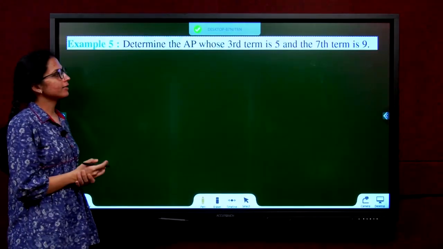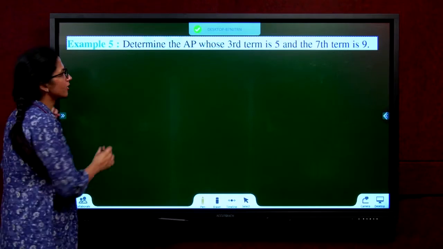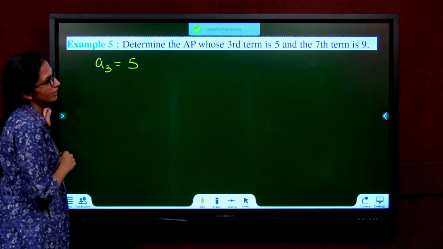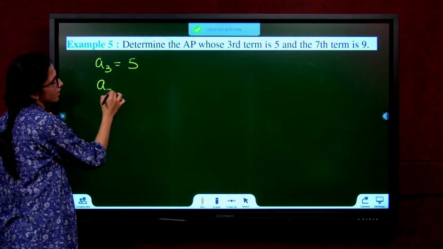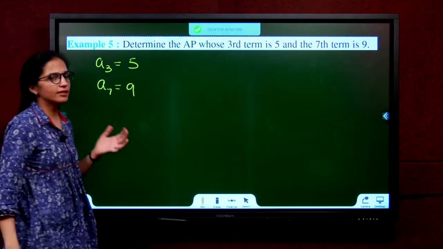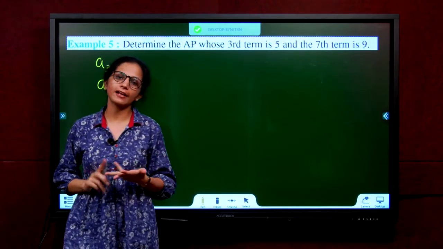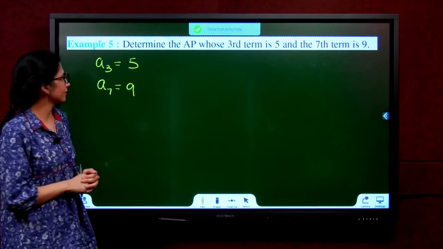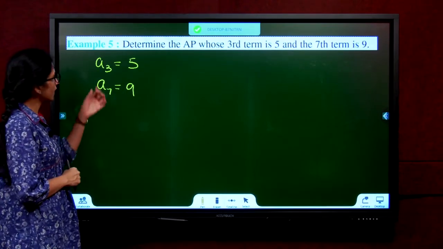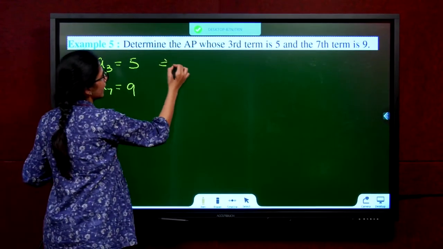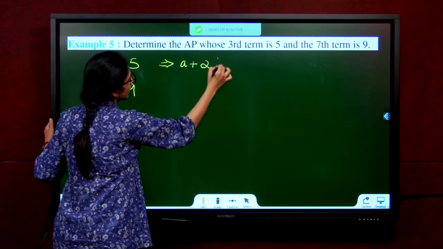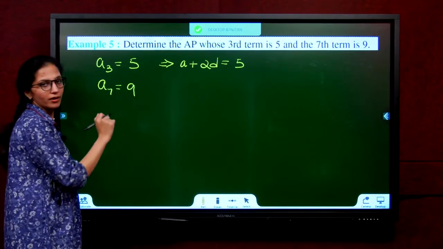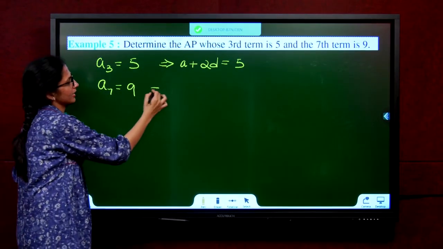Example 5. Determine the AP whose third term is 5, a3 is 5, and 7th term is 9. So you have to find the AP. That means find a, find d, find the first 3 terms. Whenever they say find the AP, find a, find d, find the first 3 terms. Okay, so now you have a3 equal to 5. Can I write a plus 2d is 5? Anybody, any doubts? I hope not. Very simple. We've learned the technique.